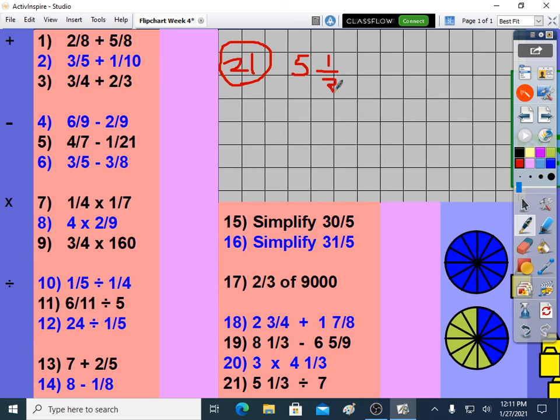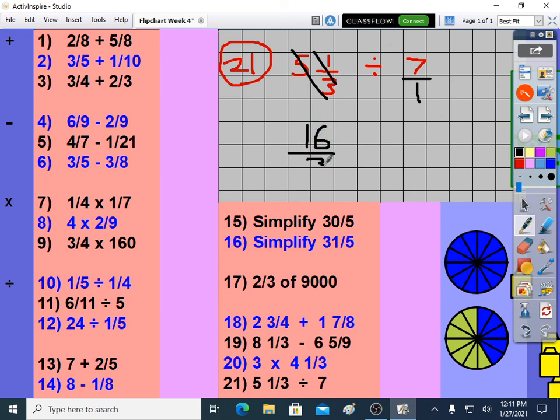Too hard to do divide, so we'll change it to times. How shall I do this one? I'm going to make 7 into 7 whole ones, and then I'm going to change this mixed number into just a fraction. So we'll change it to thirds. Lots of thirds in 5 whole ones. 3, 6, 9, 12, and 15. Plus this one is 16. So change that to 16 thirds.